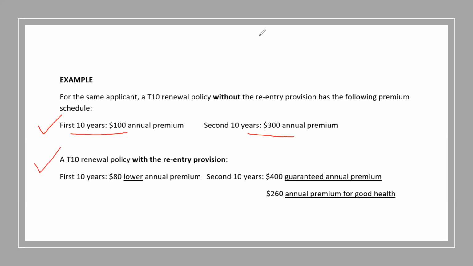The second policy has the reentry provision. The initial premium is lower than the first one. But when the current term expires, you pay the guaranteed annual premium, which is higher than the first one, unless you can prove to the insurance company you're still in good health. So in that case, the renewal premium is lower than the first policy.